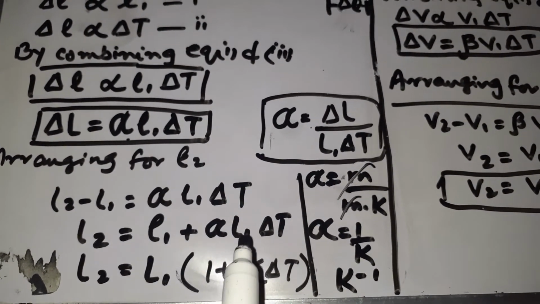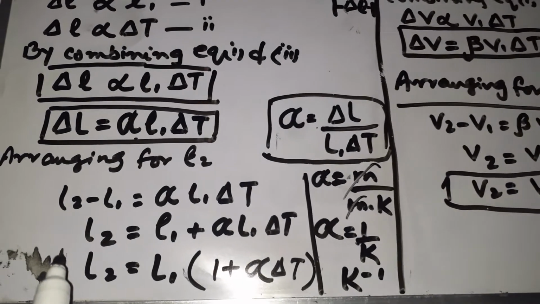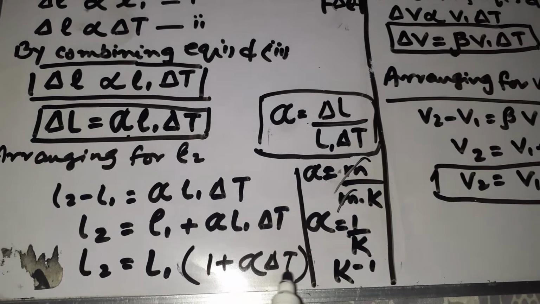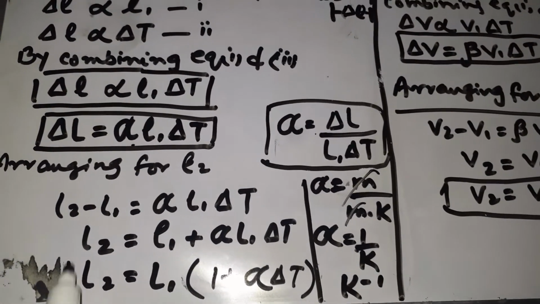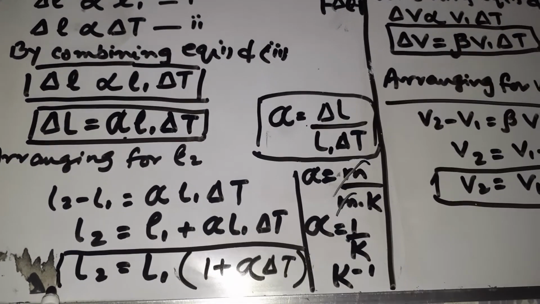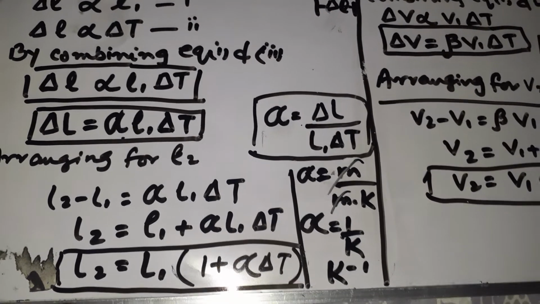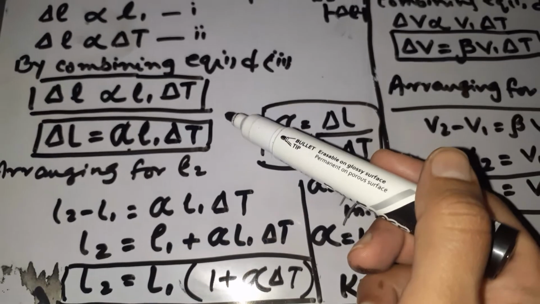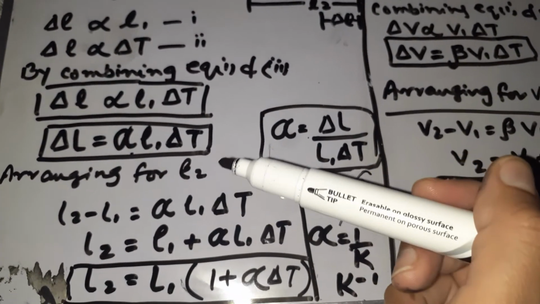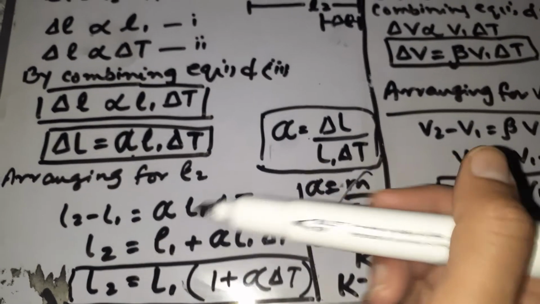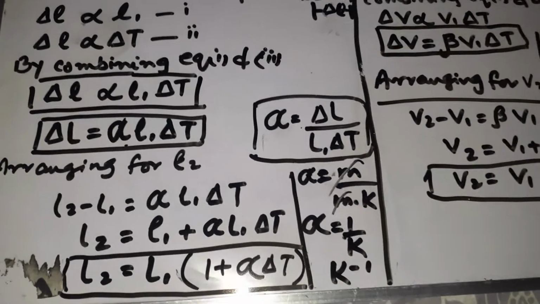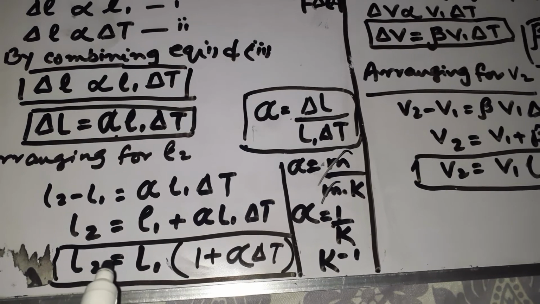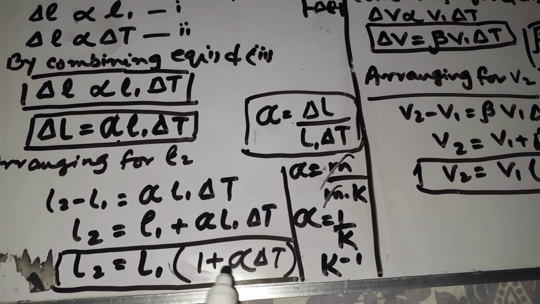और यहाँ L1 दो बार आ रहा था तो हमने इस फॉर्मूले को L1 कॉमन करके L2 is equal to L1 times (1 plus alpha delta T) लिखा. ठीक है. So this is your last equation for linear thermal expansion mathematically. ठीक है, इक्वेशन यहीं ख़त्म हो गई है आपकी. But if in any question you need to find L2, then we arrange the formula like this: L2 is equal to L1 times (1 plus alpha delta T).